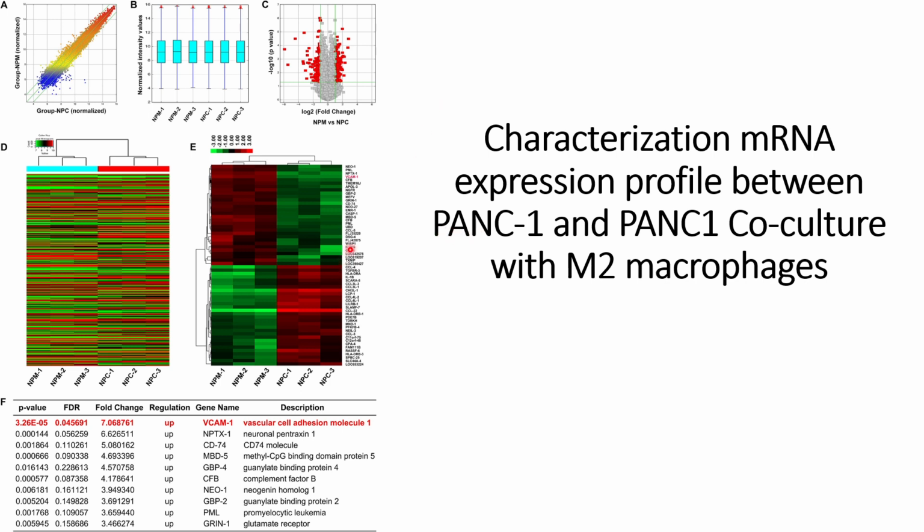We will discuss the first figure, where they cultured the PANC-1 cells alone, and in the other case they cultured the PANC-1 cells with the M2 macrophages, and thereafter they did mRNA analysis at different time intervals. NPC is the control group where only the PANC-1 cells are cultured, whereas NPM is the targeted study where PANC-1 is co-cultured with M2 macrophages or tumor-associated macrophages.